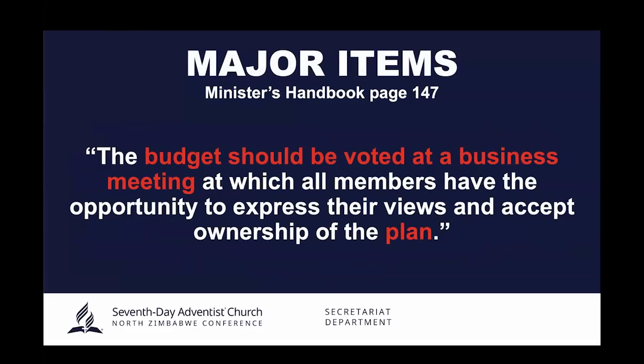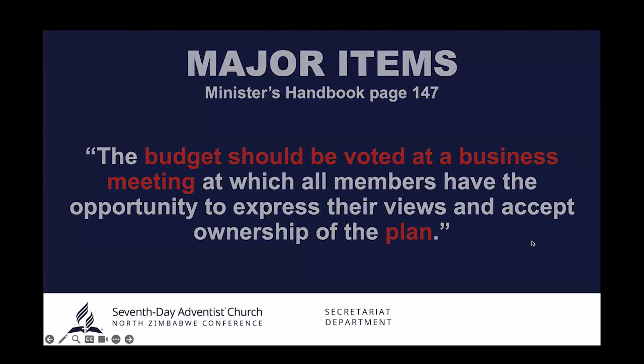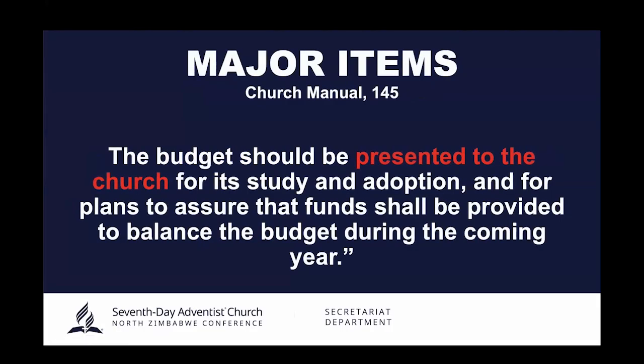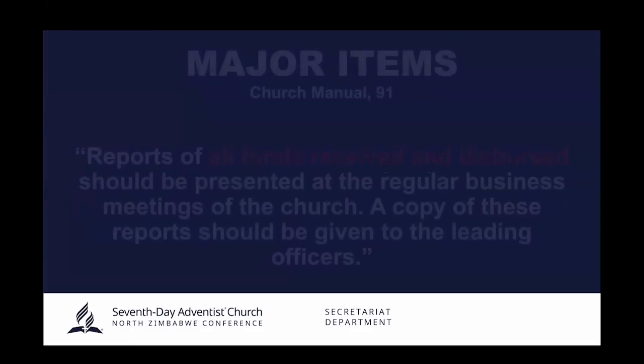Page 147 is basically telling us that the budget should be voted by the business meeting for it to be implemented without problems, to be implemented legally. It needs to be voted by the church. Then the budget should be presented to the church, that is, to the church business meeting, for its study and adoption, and for plans to assure that funds shall be provided to balance the budget during the coming year. So what is basically happening here is we present to the church and the church will accept. Then it is the church that is supposed to fund that particular budget.